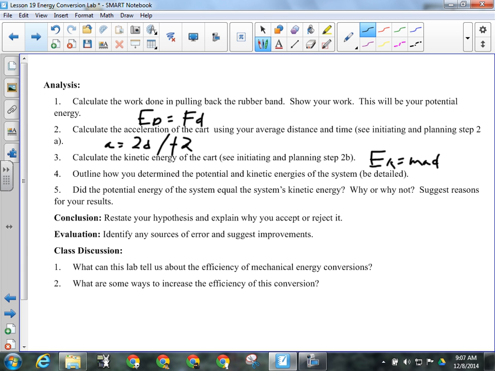Then as usual, restate your hypothesis and explain why you reject it in this case. And identify any sources of error, suggest improvements. Those could probably be similar to your work lab. There should be similar sources of error there. And again, you don't have to do the class discussion. We'll do those when I hand them back.